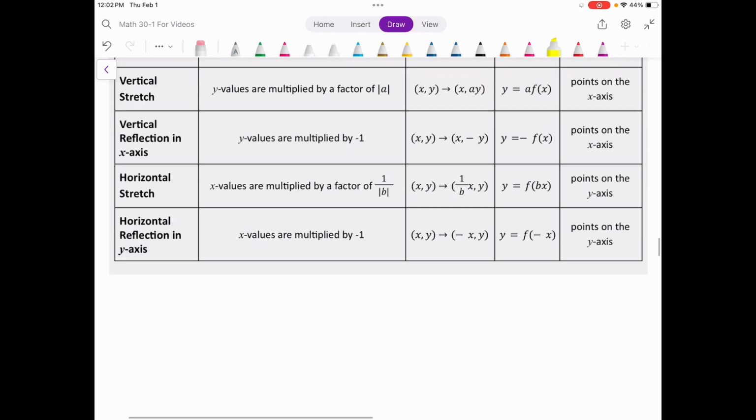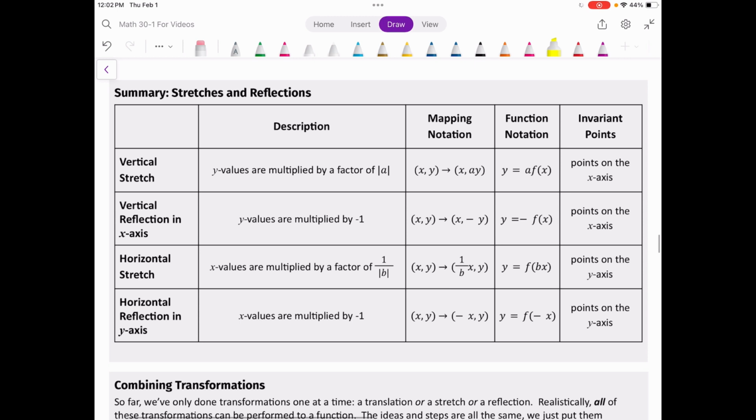So on this page here, or on this little table here, we have a summary of everything we've talked about, the stretches and reflections. Sorry, not everything. It doesn't have translations on here. But we've talked about stretches and reflections for the last little bit.